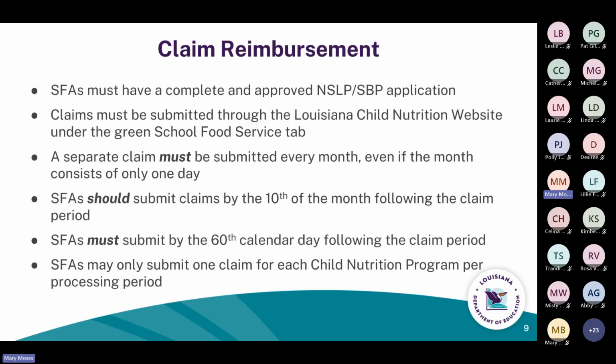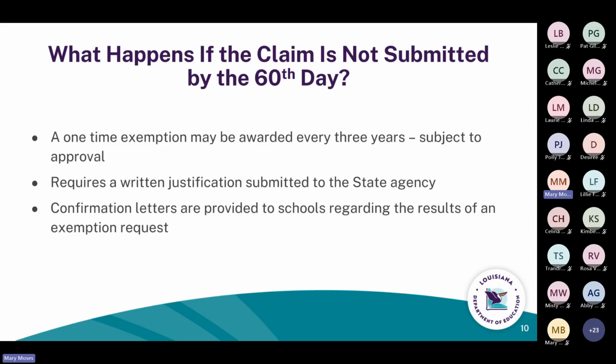So what if you don't submit by the 60th calendar day? If the claim is not submitted by the 60th calendar day, SFAs may request a one-time exception that can only be awarded once every 3 years, pending program manager approval. This exemption requires a written justification to be submitted to the state agency, and then SFAs are provided a confirmation letter regarding the results of the exemption request.